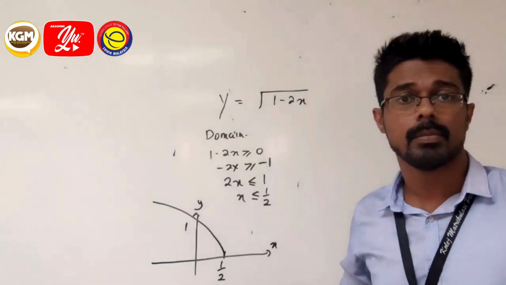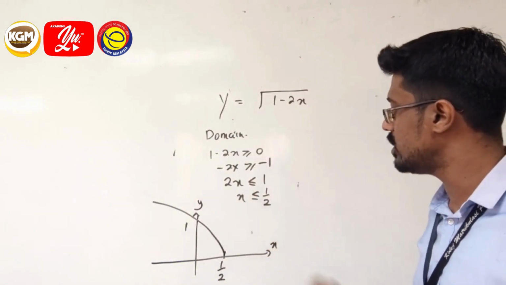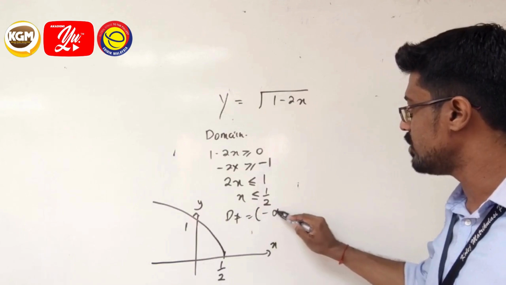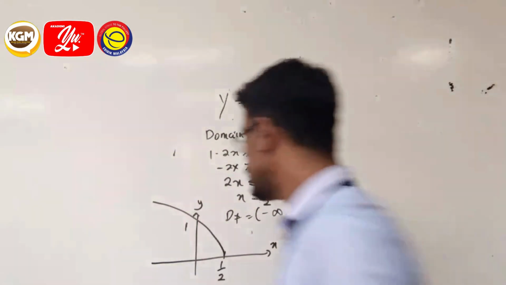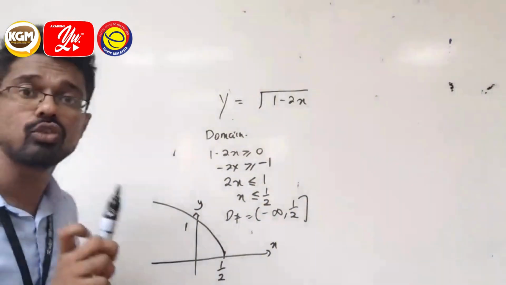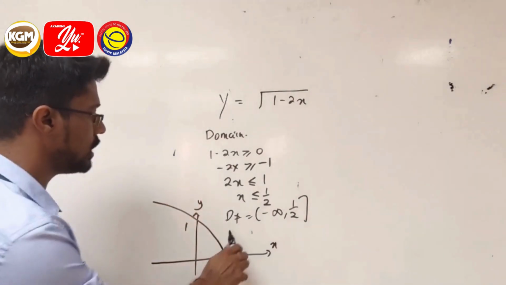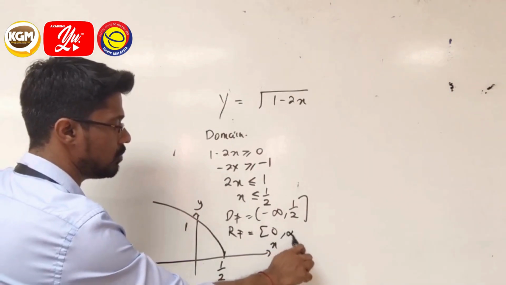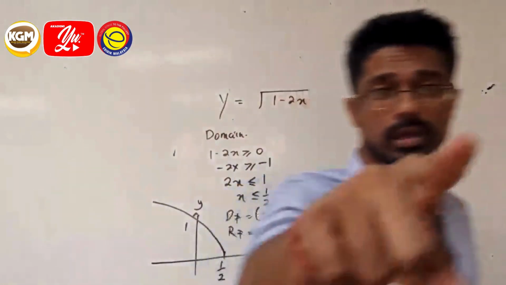Easy, right? I believe you can state the range. Since the domain I already have, I don't need to worry. So domain is negative infinity to 1 over 2. Just copy this back. Range, values of y where the graph exists. So your graph exists here. So that's just going to be 0 to infinity. Done with the second one.